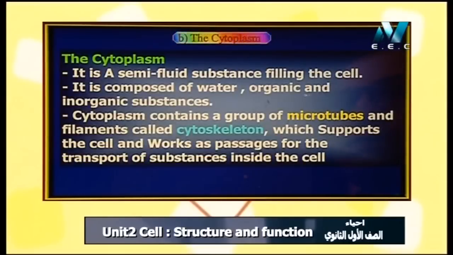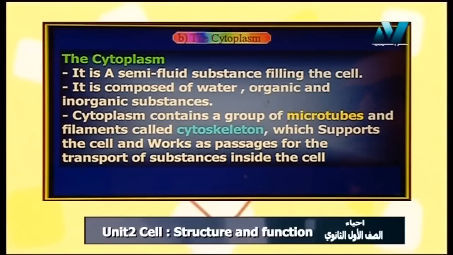نيجي جوه النيوكليوس، احنا قلنا ذا بروتوبلازم، قلنا جوه السيل حاجتين، بروتوبلازم which made of cytoplasm and nucleus. اتكلمنا عن النيوكليوس وقلنا نيوكلير ممبرين ونيوكليوبلازم وكروماتين ريتيكولوم اند نيوكليولس. لكن دلوقتي عن السيتوبلازم it is a semi-fluid substance filling the cell. It composed of water, organic and inorganic substance.